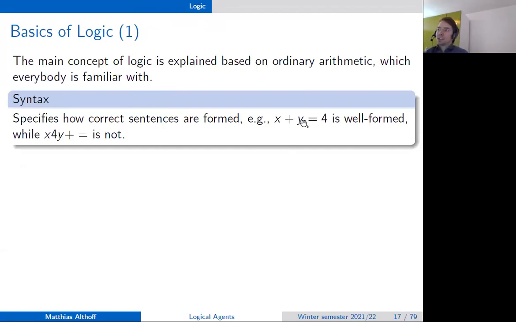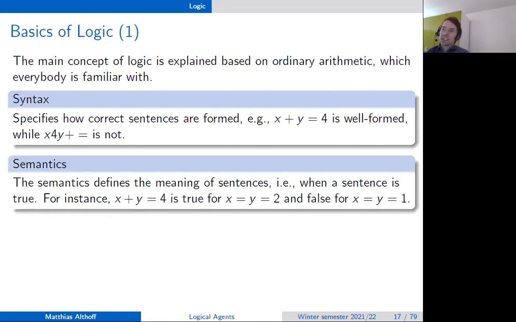So x plus y equals 4 is a feasible arithmetic sentence or statement. So this is fine, it's well formed. However, x for y plus equal is not. So the syntax here would not be correct. But just by writing a formula in a correct way, it doesn't mean that you know how to interpret this formula. So that's where you need the semantics. It defines the meaning of a sentence. That means when a sentence is true or not. So for instance, x plus y equals 4 is true for x equals y equals 2 and false for x equals y equals 1.